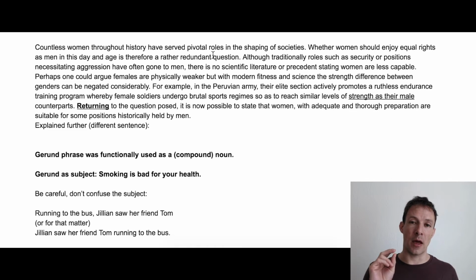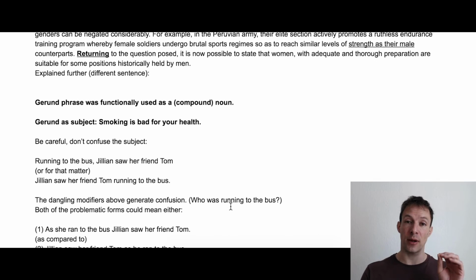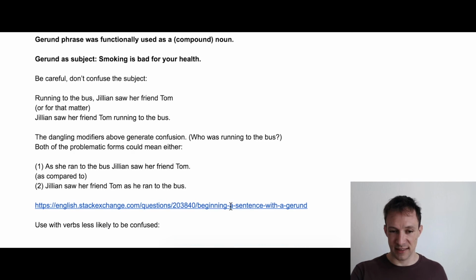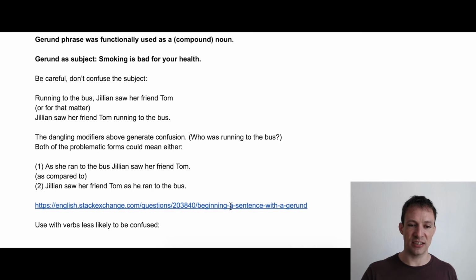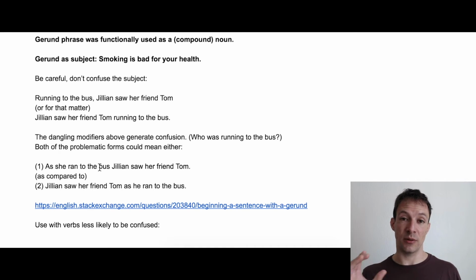So you can see here that we can do this with lots of different verbs. And the word of warning that I want to mention is we should be careful about confusing the subject. Yeah? This is an example I got from English Stack Exchange. It says, running to the bus, Gillian saw her friend Tom. Okay? And the other example, Gillian saw her friend Tom running to the bus. In both cases, we don't know who is running.